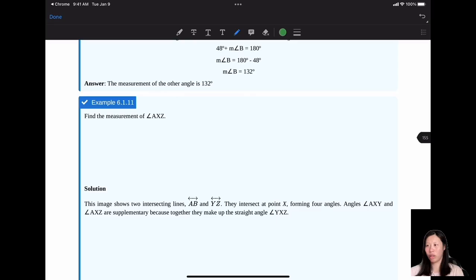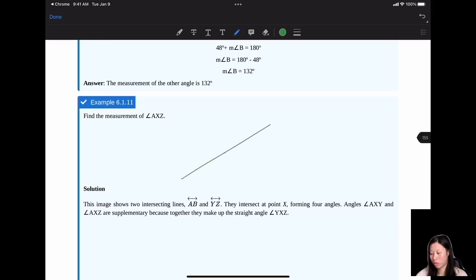Okay, so here is an example. There are two lines with points A, X, Y, Z, B, and we're given angle AXY equals 13 degrees. Now they want you to find the measurement of AXZ. AXZ is in here. This is unknown.